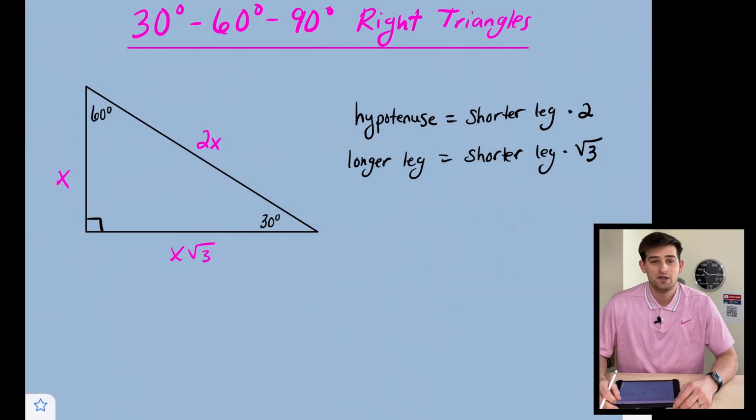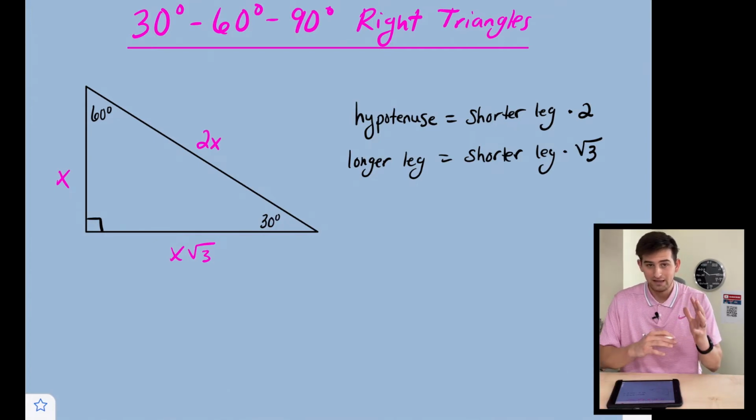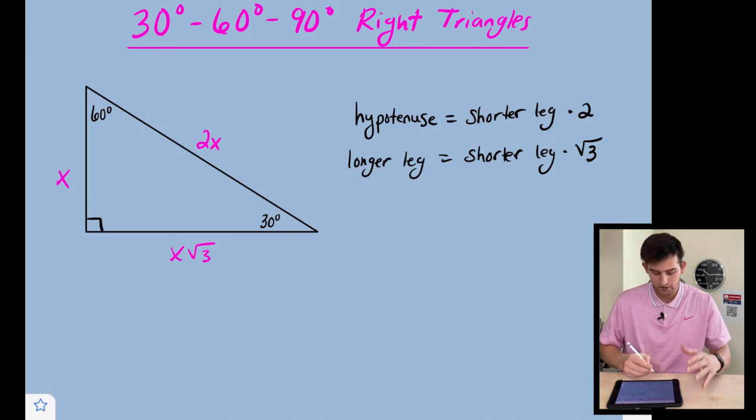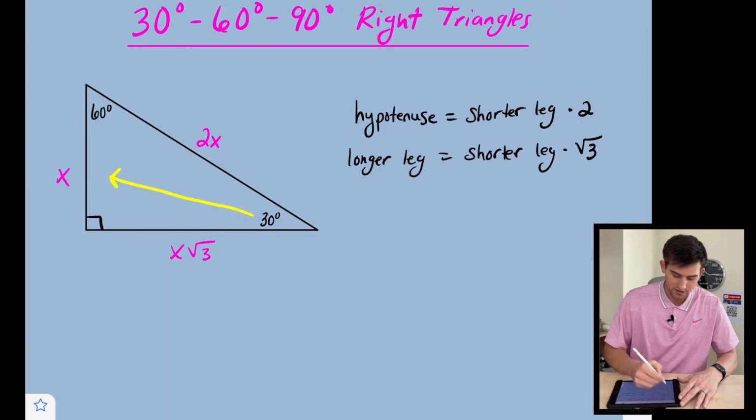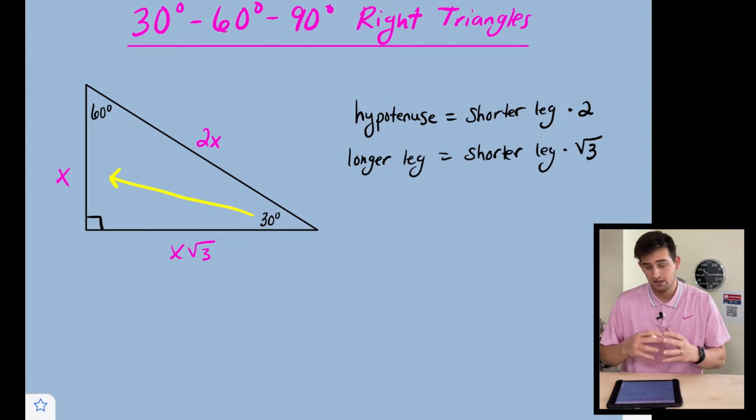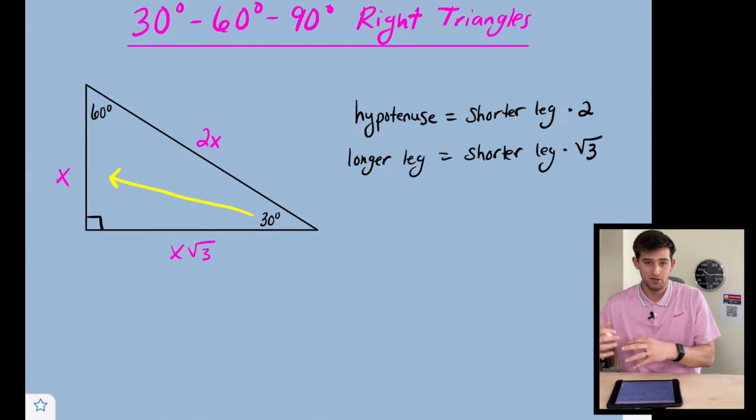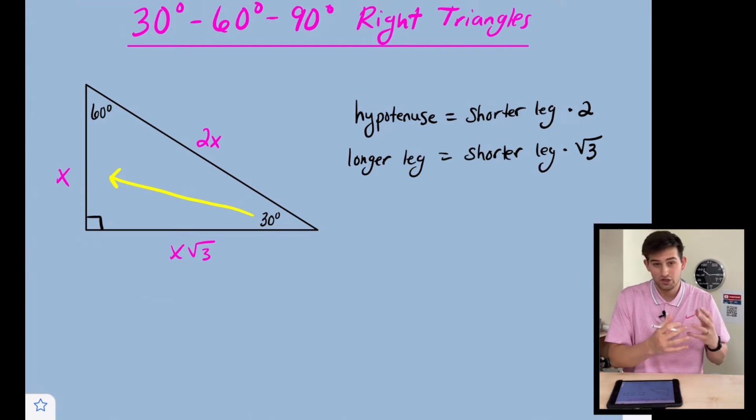Hello everybody, in this video we're going to talk about a special right triangle known as the 30, 60, 90 right triangle. So let's see how the legs and the hypotenuse of the 30, 60, 90 triangle relate to one another. If we start with our shorter leg, it is going to be opposite of the 30-degree angle, because the shorter leg is opposite of the smaller angle. We're just going to use x for right now. Whatever x is, we can build off of that measure to find the hypotenuse and the longer leg.